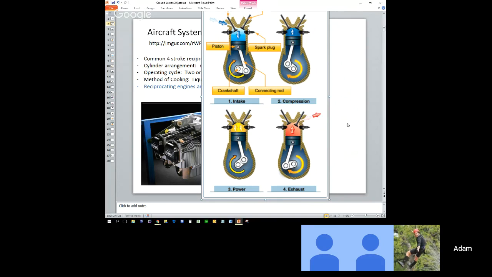In a 2-stroke arrangement, those 4 operations occur in 2 strokes, not 4. So your intake and your exhaust occur at the same time, and your compression and your power stroke occur at the same time. 2-stroke engines are almost non-existent in general aviation aircraft. So for the purposes of studying and knowing your material and being a safe pilot, the 4-stroke or the 4-cycle engine is what you're going to be flying.